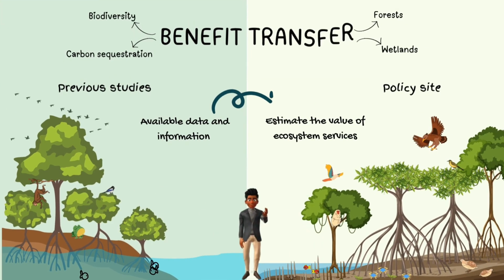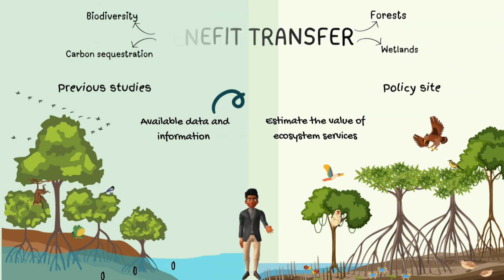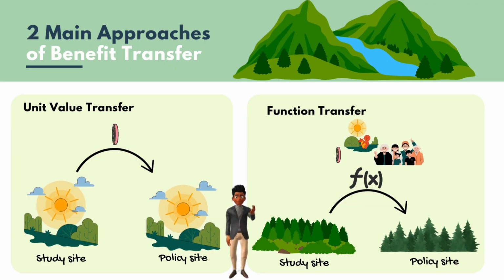Benefit transfer method is an economic valuation method used to estimate the value of ecosystem services by transferring available data and information from previous studies to a policy site. Benefit transfer can be used to estimate the value of a wide range of ecosystem services, including biodiversity, carbon sequestration, forests, and wetlands. There are two main approaches, which are unit value transfer and function transfer.